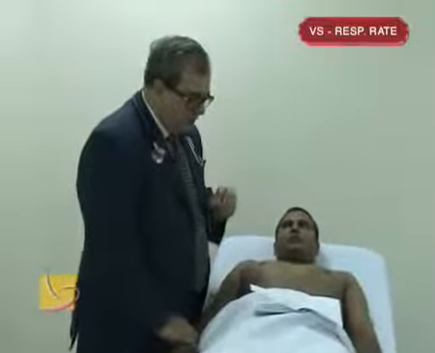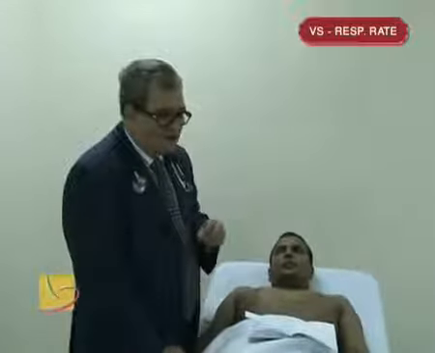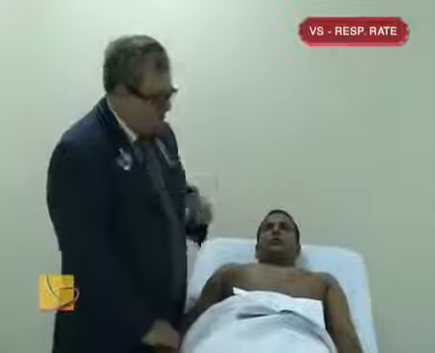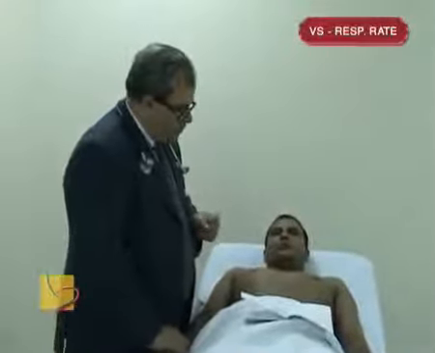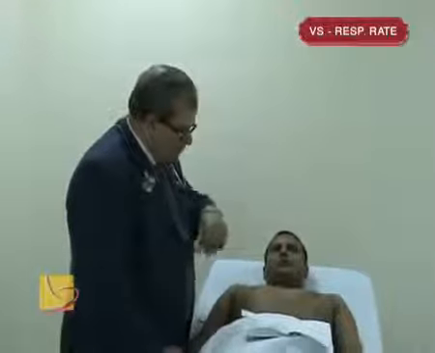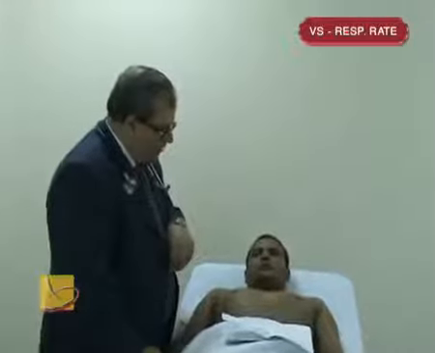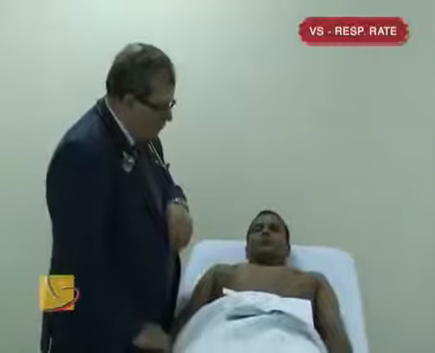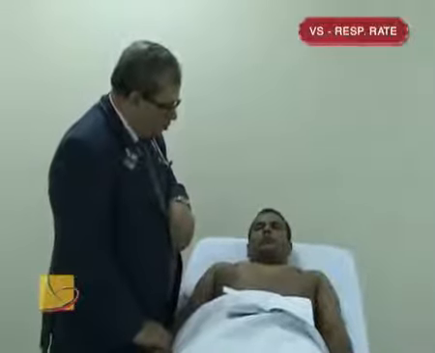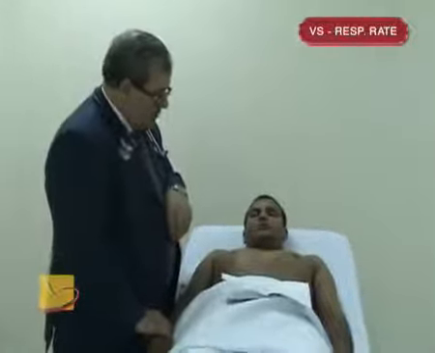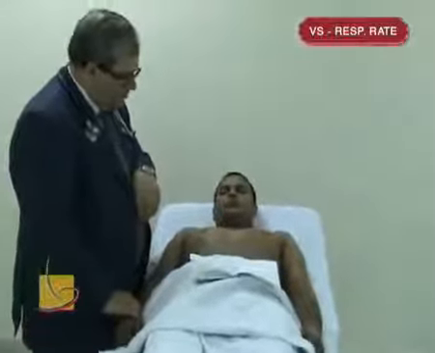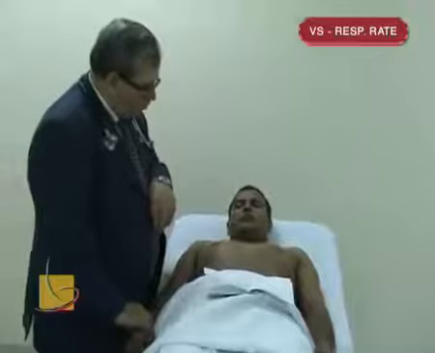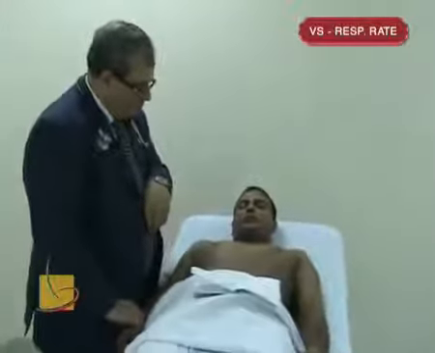For example, we can continue palpating his radial pulse to distract his attention. And after that, I look at the chest of the patient and start counting the respiratory rate. Again, I have to count it in 1 minute or at least 30 seconds. If I am counting in 30 seconds, then I have to multiply by 2. If it is in 1 minute, it will be the rate per minute.